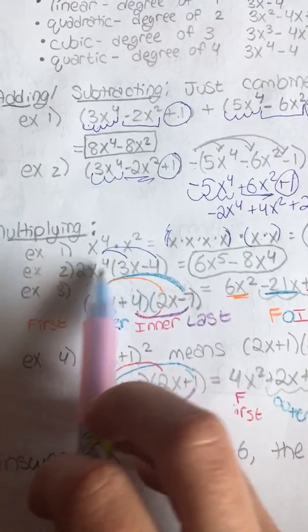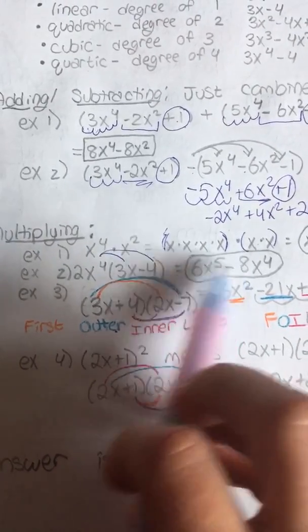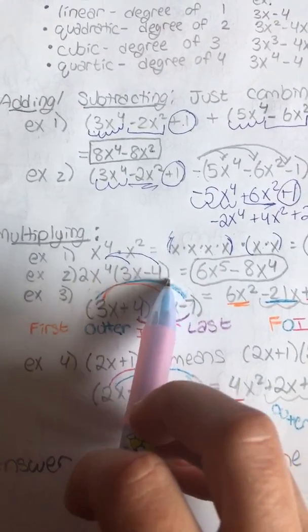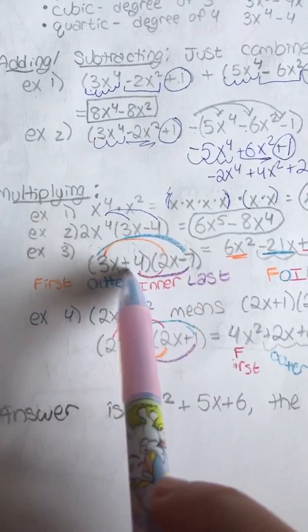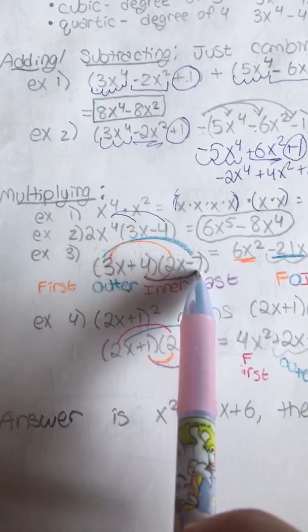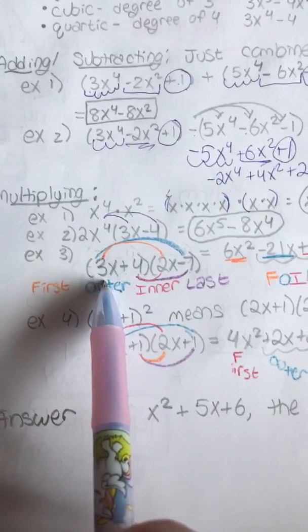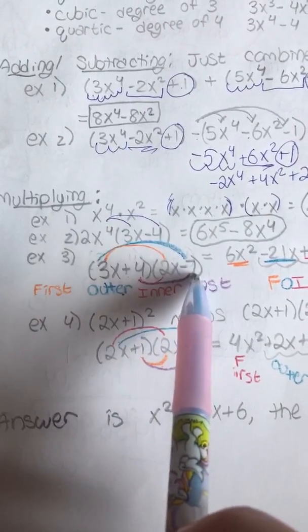Then you're just multiplying 2 times negative 4 is negative 8. X to the 4th, and then there's nothing there, so you could just leave it x to the 4th. The most common type is when you have two binomials that are being multiplied together. So we have 3x plus 4 times 2x minus 7.